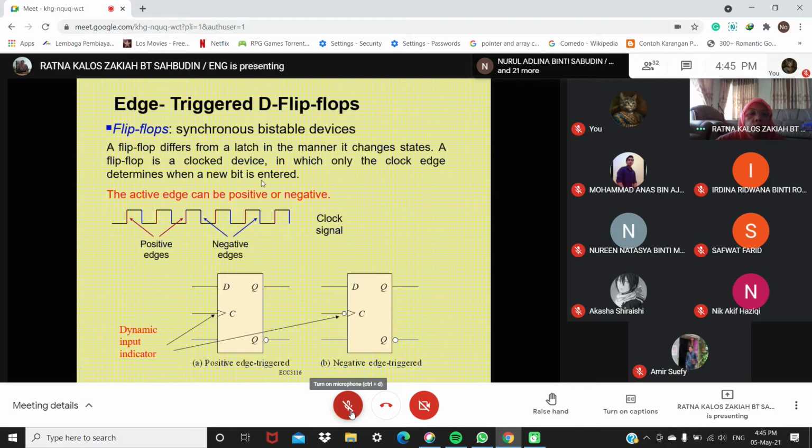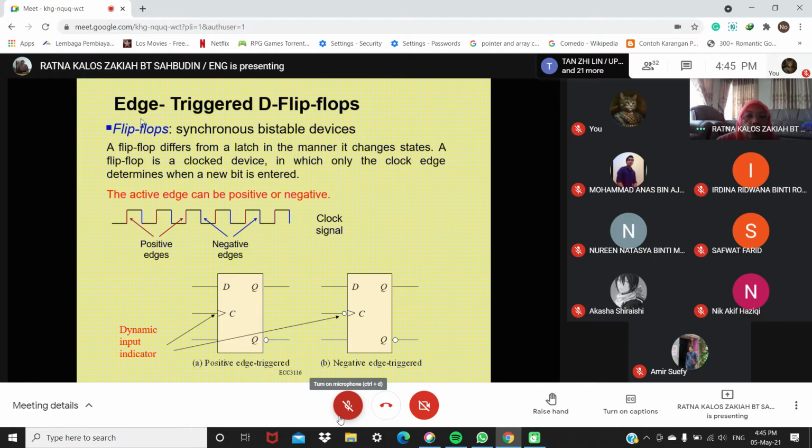I think in the earlier part I also mentioned the difference. Earlier notes also mentioned what is a flip-flop and what is a latch. Okay, so this is the edge-triggered D flip-flop.